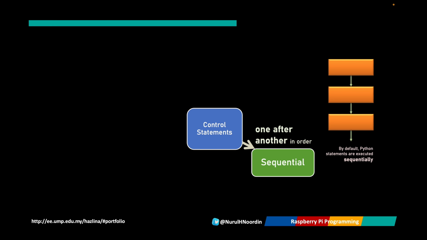The first type of control statement is the sequential statement. This is the simplest form of program execution, where instructions run line by line from top to bottom in a predefined order. For example, consider turning on an LED, waiting for a second, then turning it off. The program follows a structured sequence without any decision-making or repetition. Sequential execution is the foundation of all programs, ensuring that each line of code is executed in the correct order.